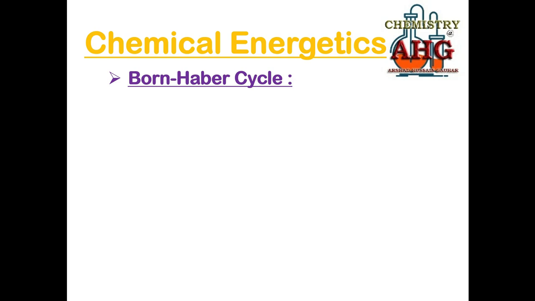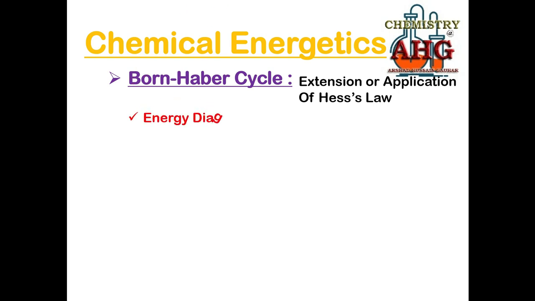What is Born-Haber cycle? To start with, you can simply remember Born-Haber cycle as an extension or application of Hess's law. So basically, we are going to study Hess's law in some more detail under the heading of Born-Haber cycle. Or in more simple words, you can remember Born-Haber cycle as the energy diagram for Hess's law. Whatever we learn in Hess's law, in the Born-Haber cycle we apply that information and sketch it on an energy diagram. So the energy diagram for Hess's law is known as Born-Haber cycle.